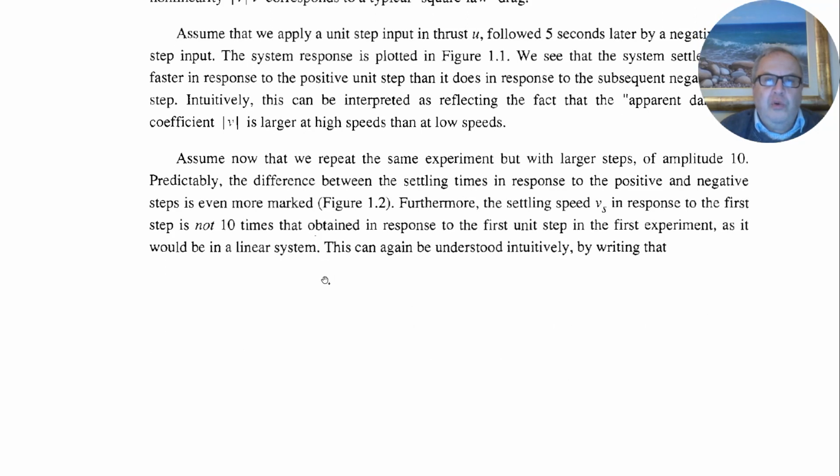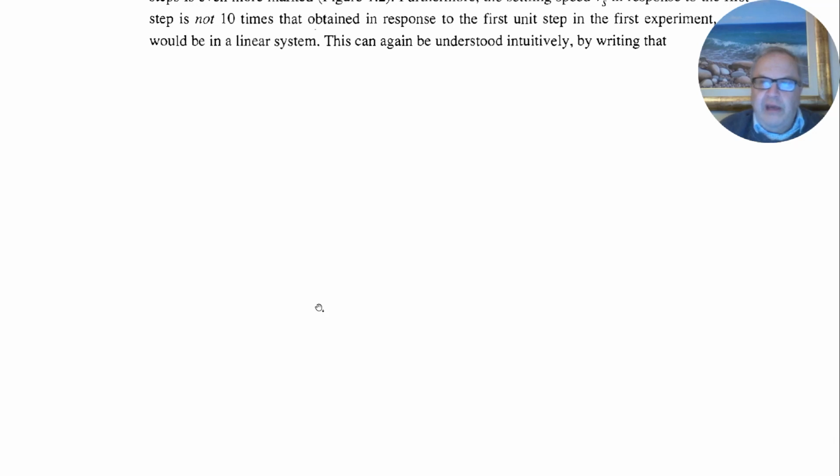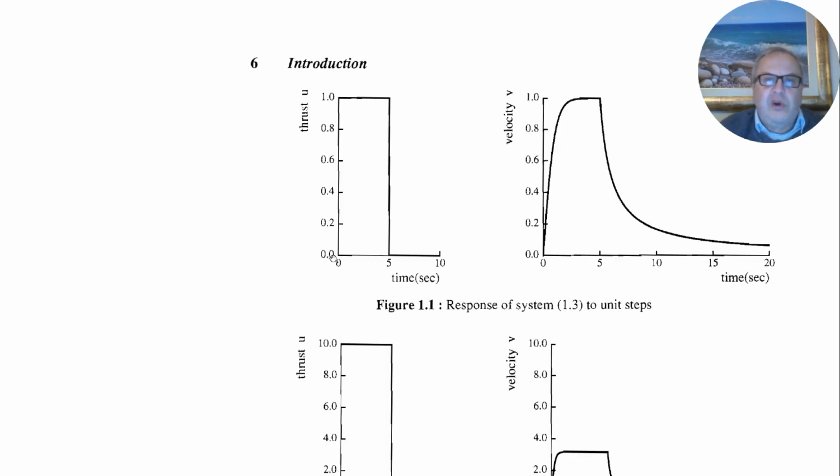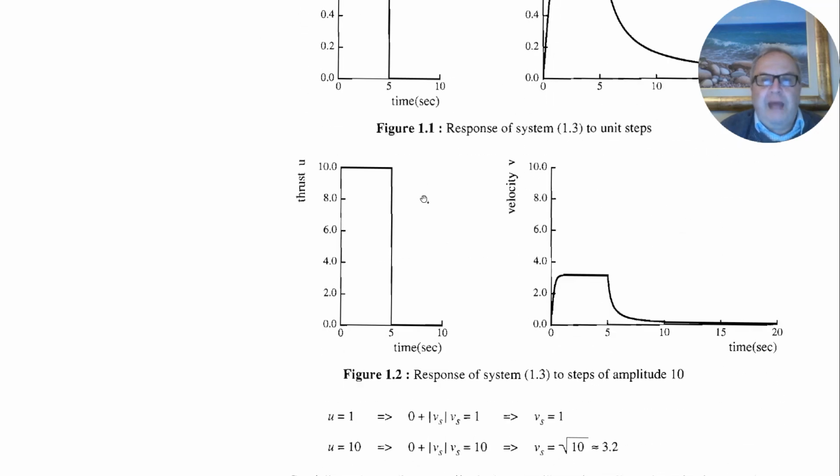So u for this system, which is the thrust, is 1 from 0 to 5 seconds, and then it is 0. If we solve this differential equation, we will find that the velocity has this curve.